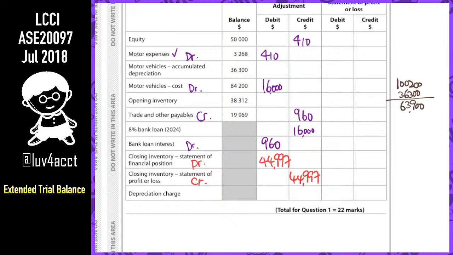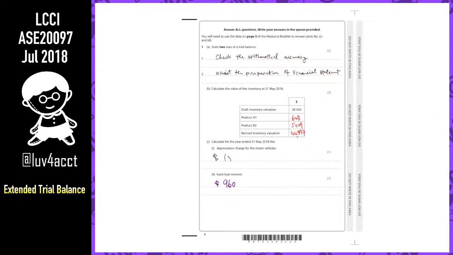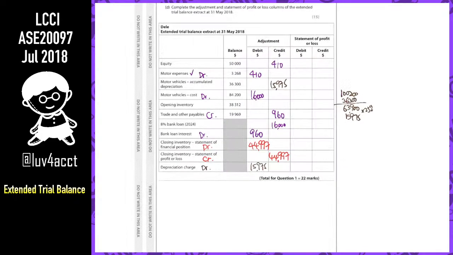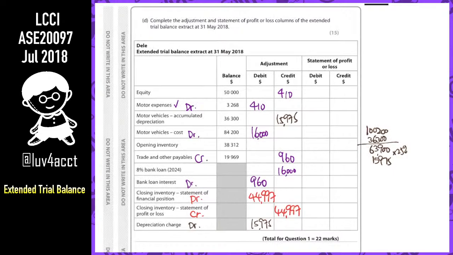63900 at 25% is 15975. So depreciation charge 15975. Now here depreciation debit side 15975, and then it goes into the accumulated depreciation. That's it for the adjusting columns. Then we have to continue to work on the 2 columns for the statement of profit or loss. That would be easy.